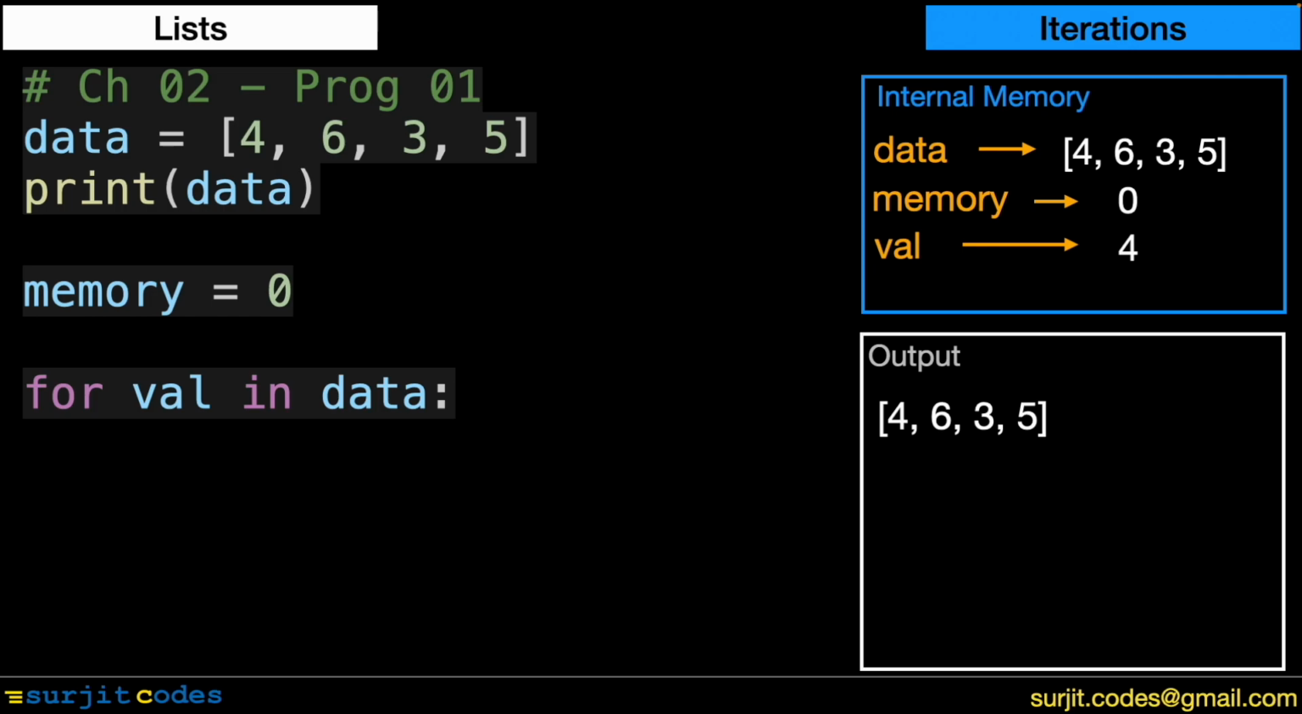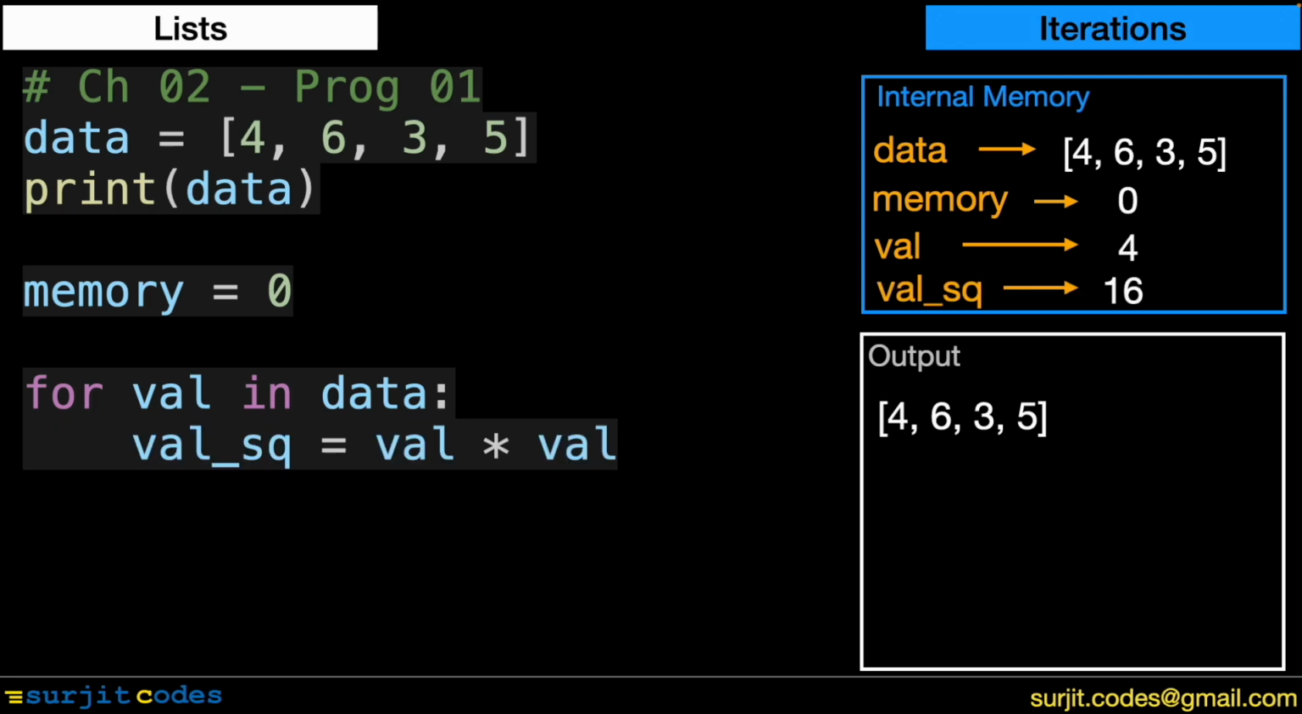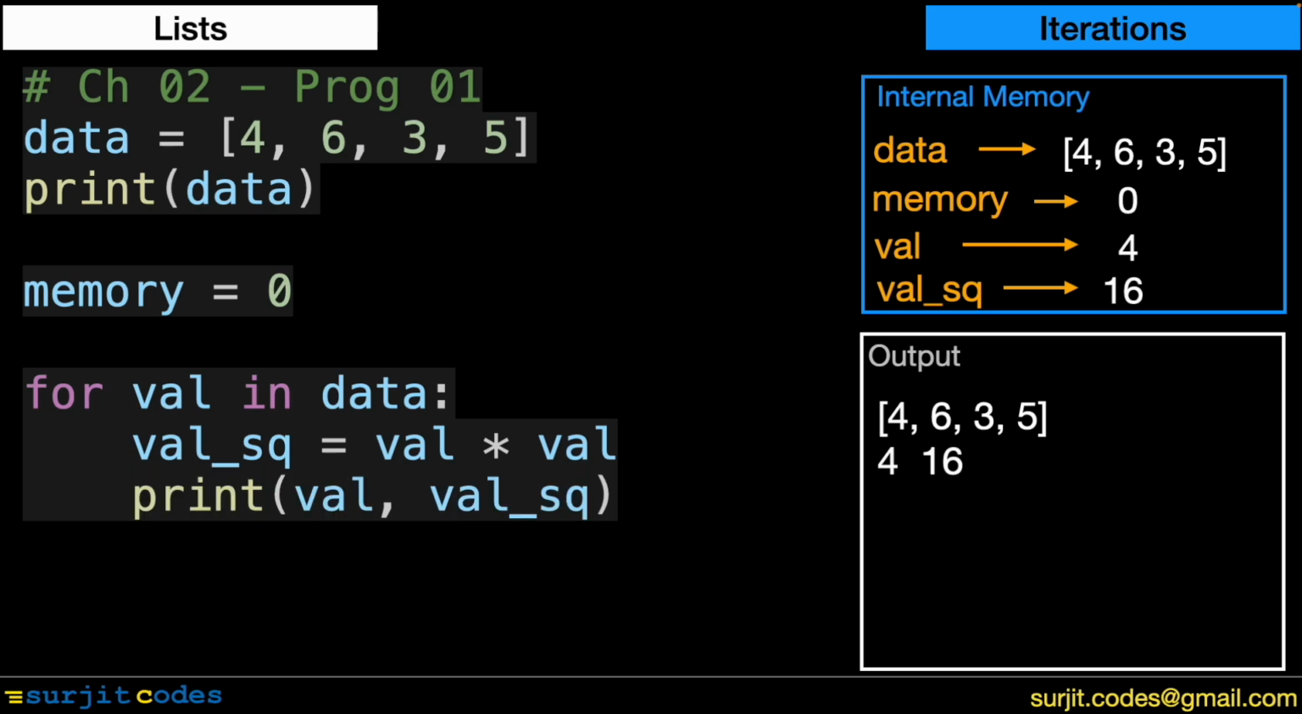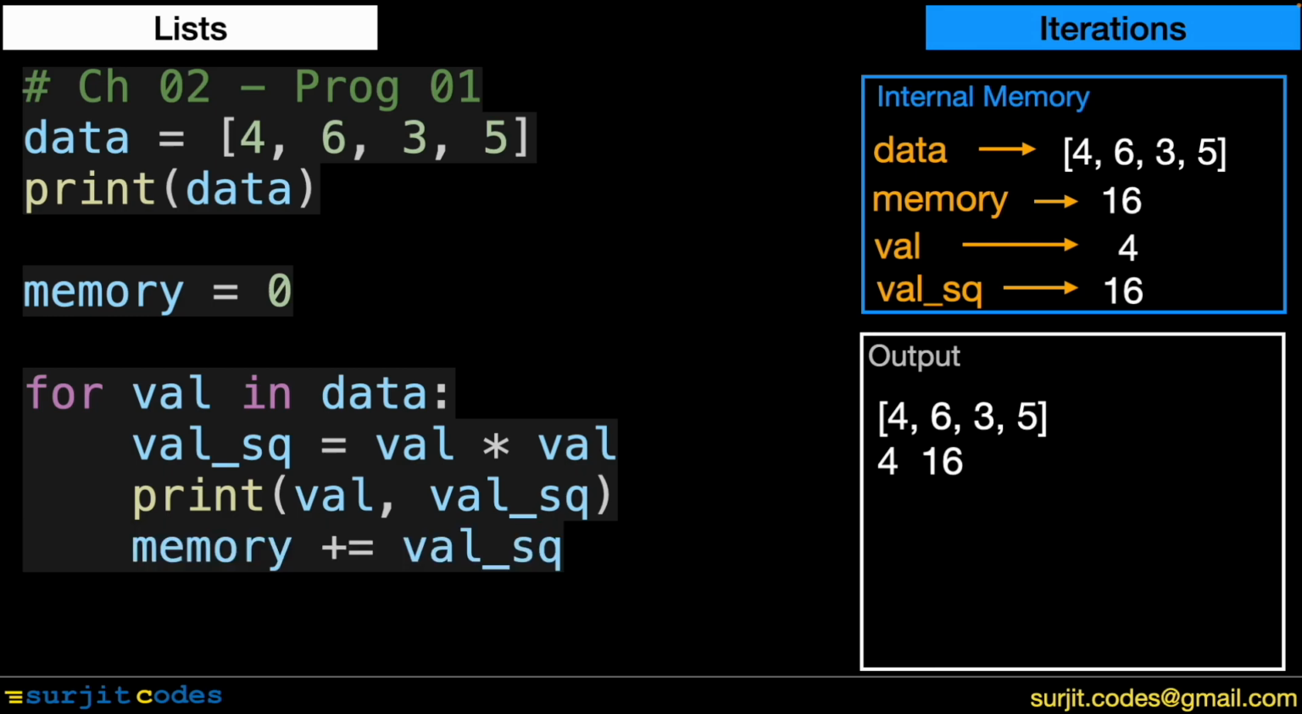We end the for statement with a colon and then write the body of the loop, for which we indent the statements by 4 characters right. In our case, the body of the loop has 3 statements. In the first of the 3 statements, we find square of val. We print val and its square just to check them. After that, we add the square of val to memory. It becomes 16. With this, the first iteration of the for loop ends.